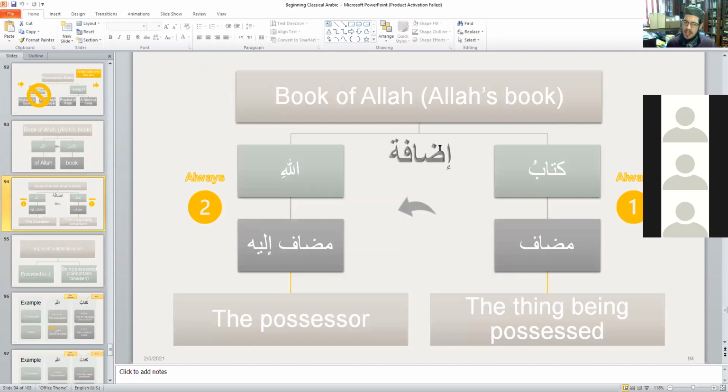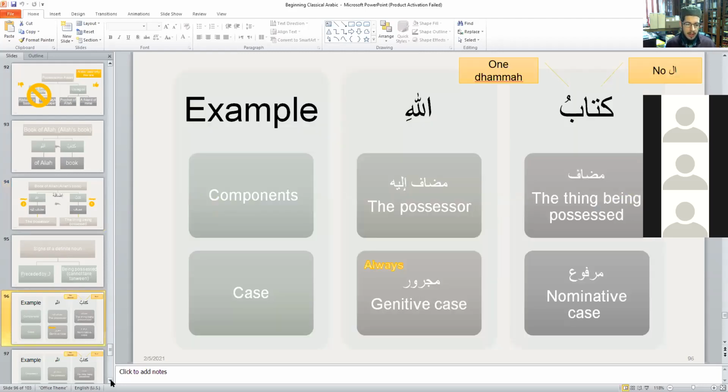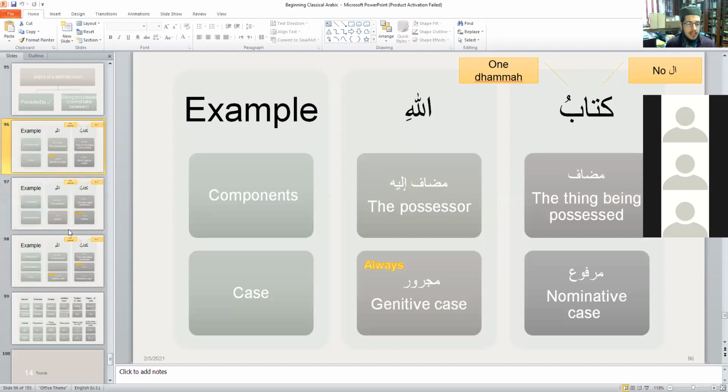This whole concept of possession is called idafa in Arabic. The first part, the thing being possessed, is called mudaf, and the second part, the possessor, is called mudaf ilayh. How can we recognize a possessive construction within a sentence, whether it's in a nominal sentence or a verbal sentence? Just like with mubtada and khabar, there are certain essential characteristics to the mudaf and the mudaf ilayh. There are other characteristics that can change, that are not essential.